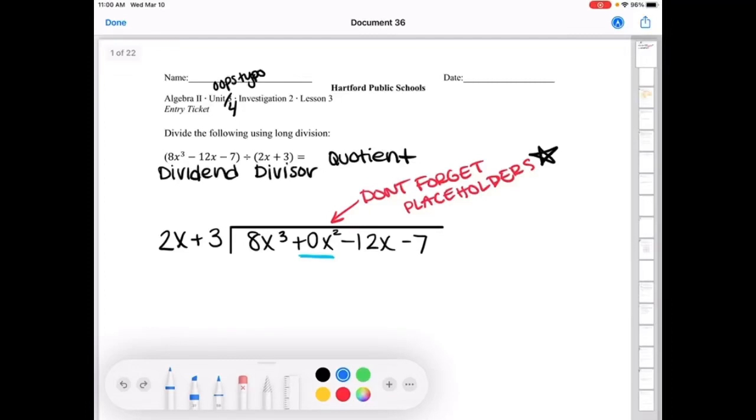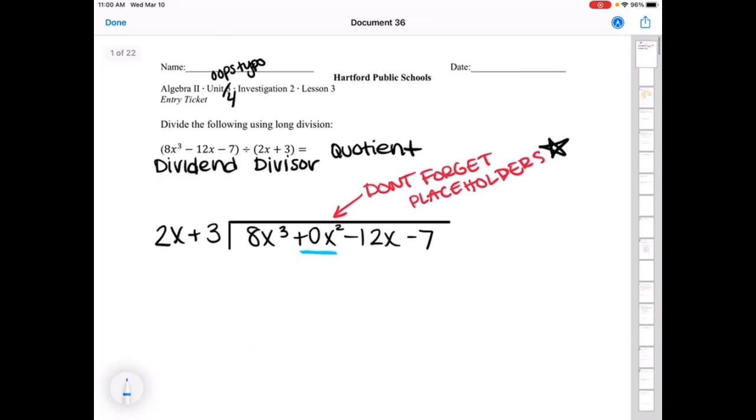This is Unit 4, Investigation 2, Lessons 3 and 4. We're starting you off with an entry ticket. This is going to be on your problem set so that I can see your work. Please get in the habit of differentiating between what your dividend, divisor, and quotient are.